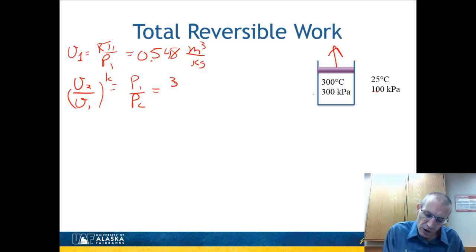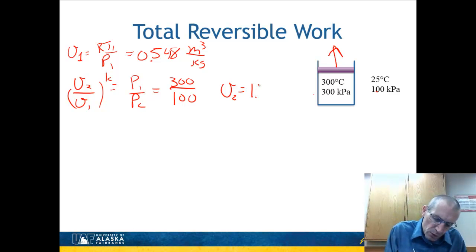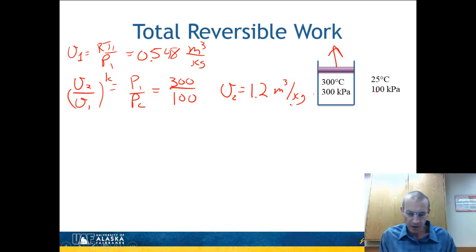And the initial pressure is 300. Final pressure we're going to is 100. And now we can go ahead and find out what V2 is in this step. And V2 is 1.2 meters cubed per kilogram.